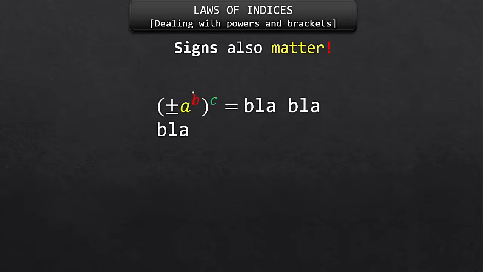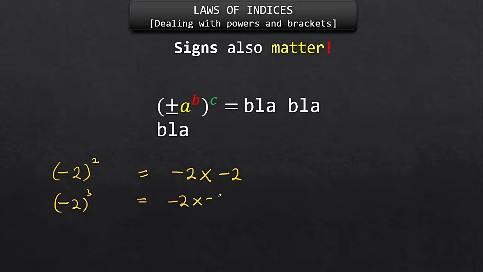Signs matter. So if I have minus 2 raised to power 2, this is the same thing as minus 2 times minus 2, minus 2 in two places. If I have minus 2 raised to power 3, it is the same thing as minus 2 times minus 2 times minus 2. So signs will always come up, so we'll definitely have to work with them. Minus times minus is plus, then 2 times 2 is 4, so our answer is positive 4. Then for this one, minus times minus is plus, times minus again is minus, so our answer is minus, 4 times 2 is 8.